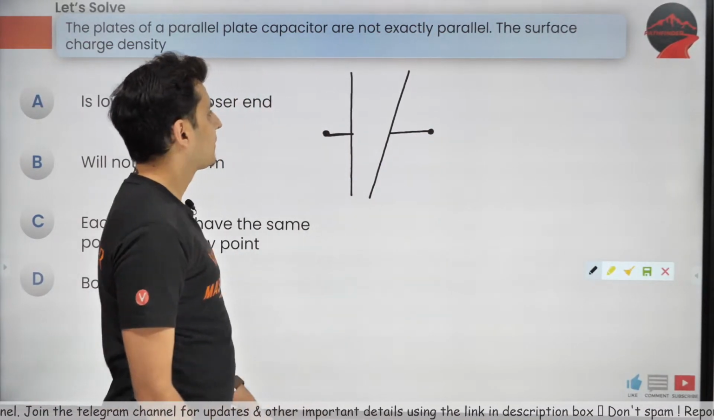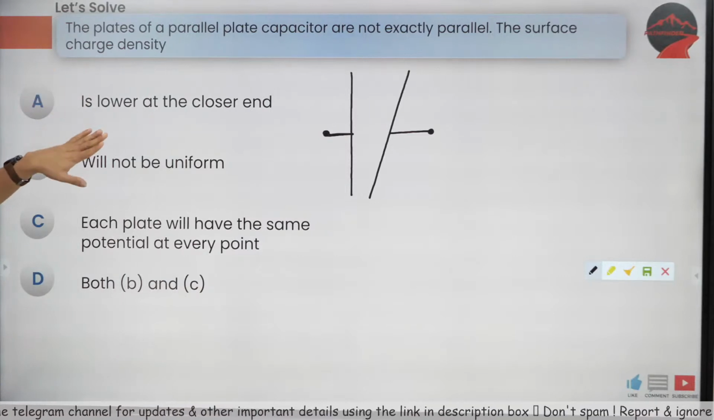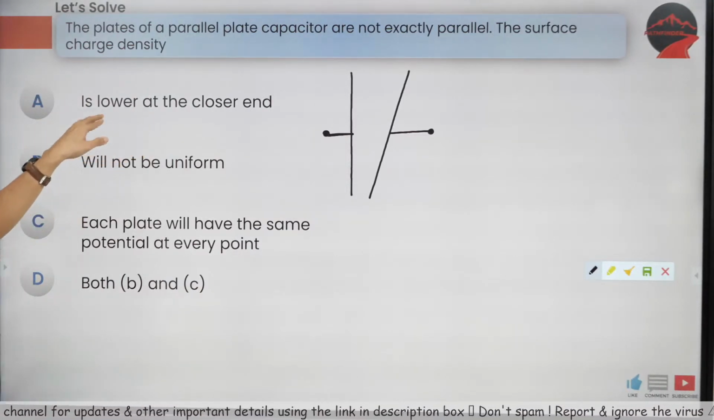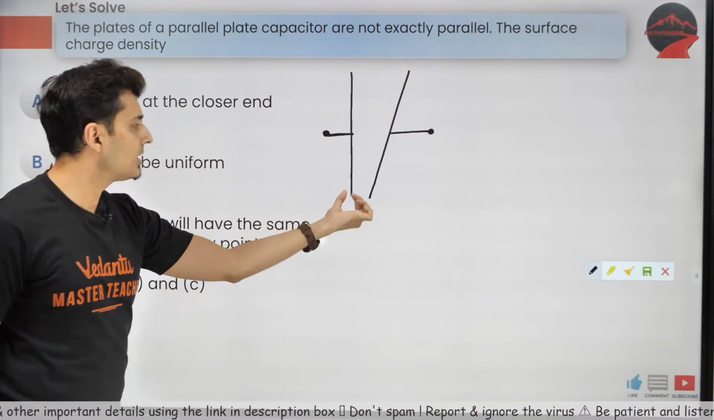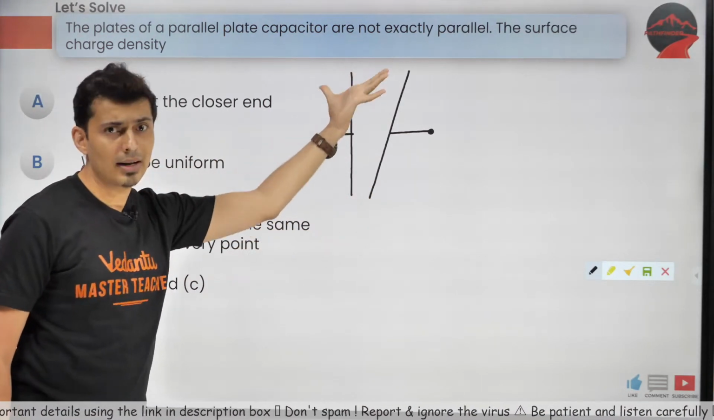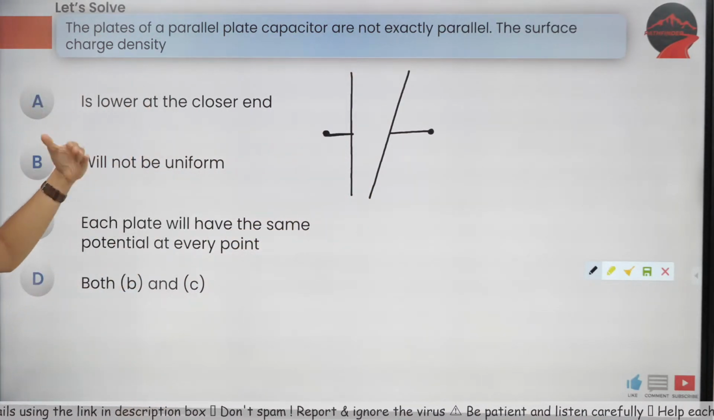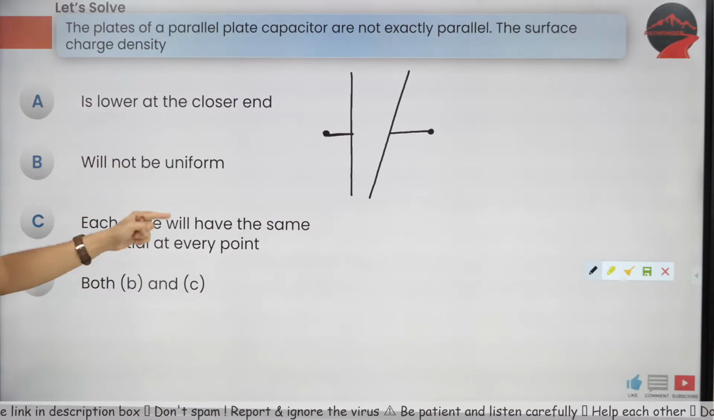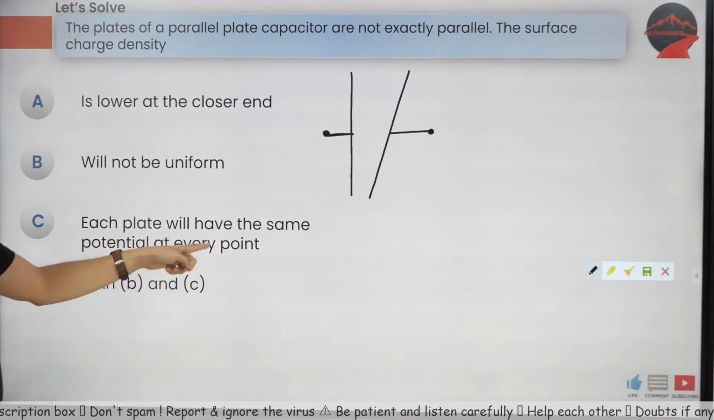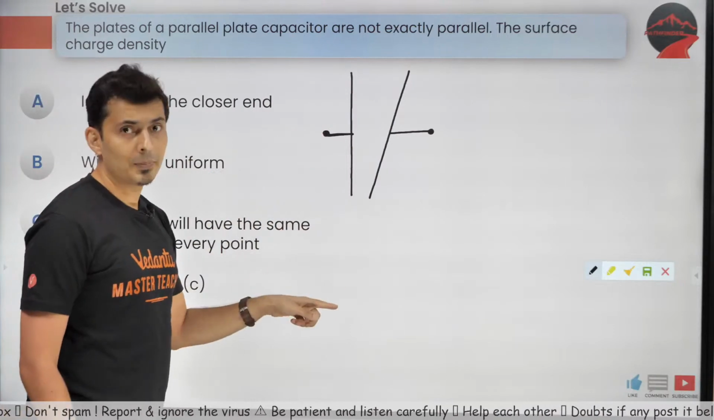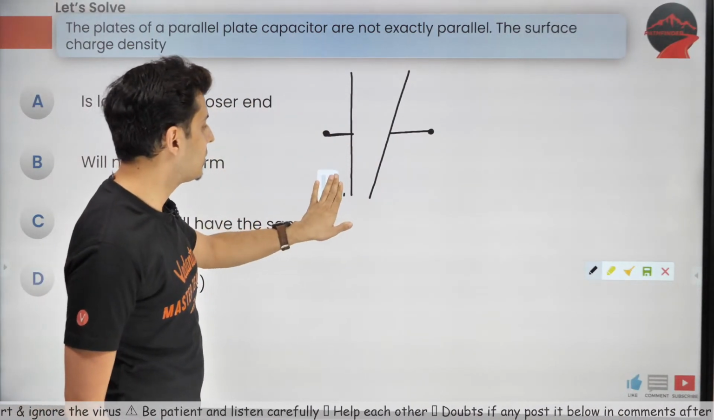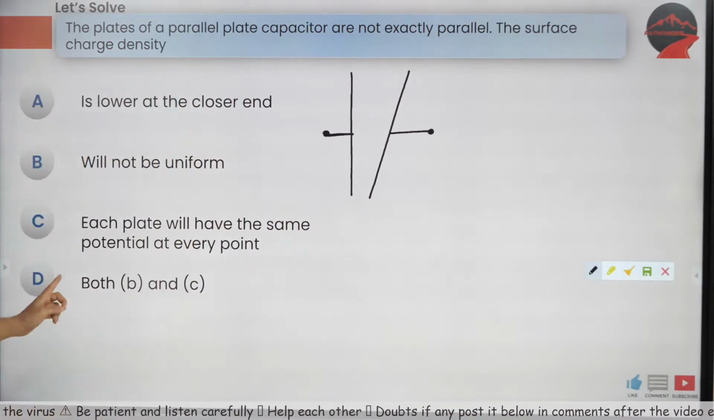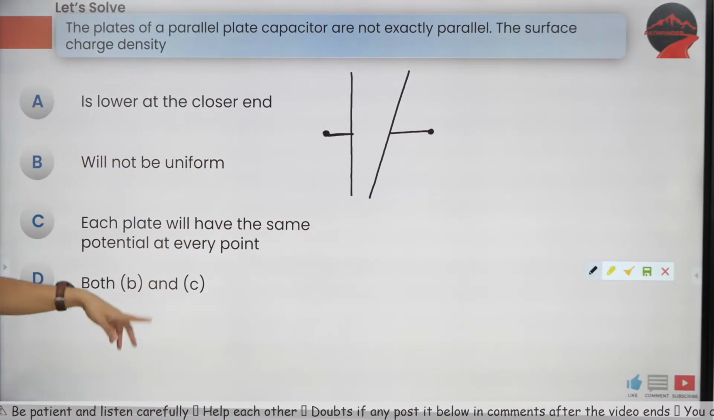What do you think will happen in such a capacitor? Is the surface charge density lower at the closer end? This is the closer end, this is the far away end. Will it not be uniform? Each plate, do you think it will have the same potential at every point? Or do you think it will have different potential? And option D says only B and C will be correct.